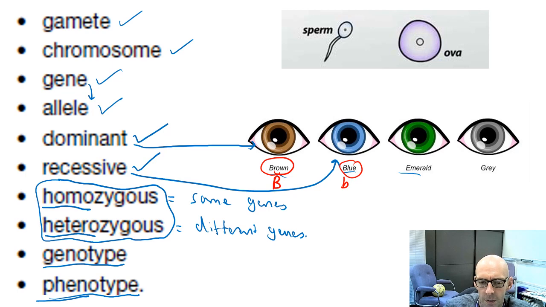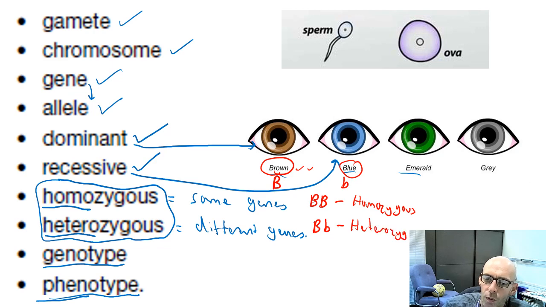The first person we looked at on the previous slide got a brown gene from both parents. They would be 2 dominant genes. They are homozygous. They have the same 2 genes. The second person we dealt with inherited a brown gene from one parent and a blue gene from the other. So that's why we use the word heterozygous. They have 2 different genes.